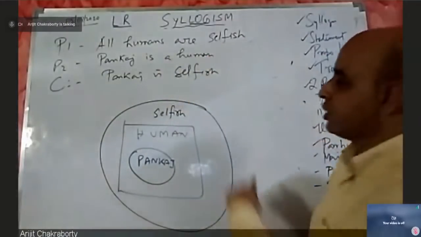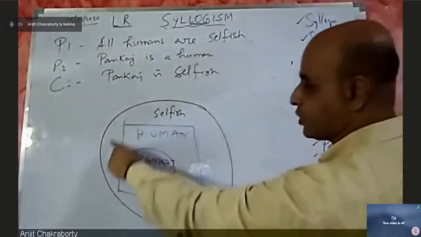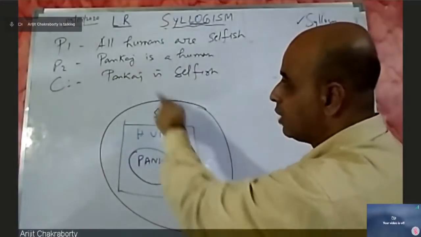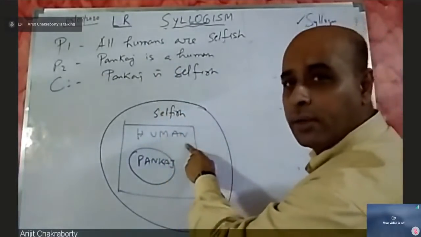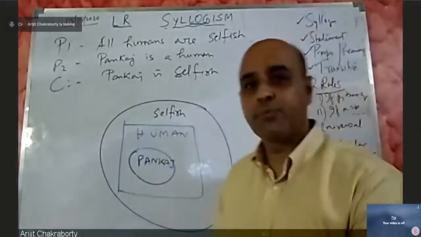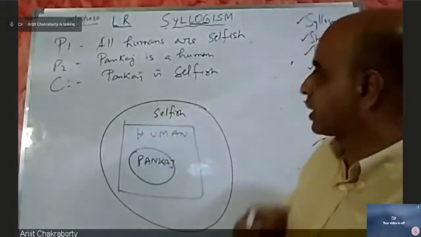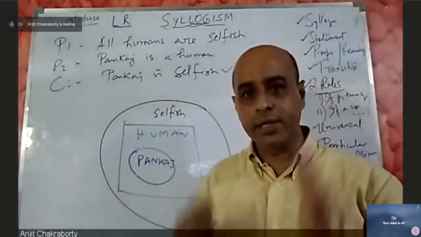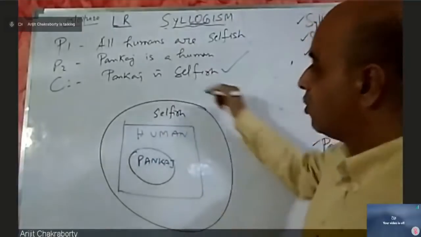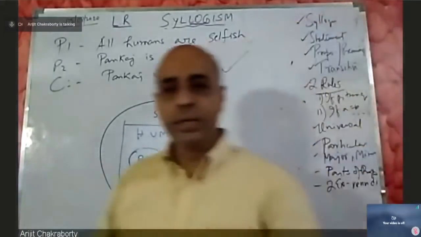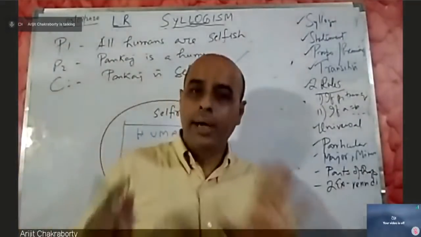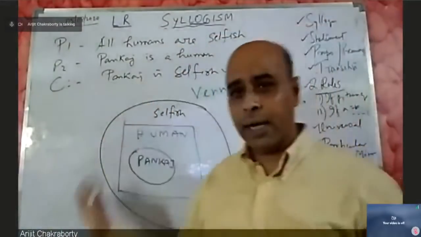All humans are selfish. So this human box is within the biggest circle that is selfish. Pankaj is a human. Pankaj belongs to the human set. So definitely Pankaj also belongs to the selfish set. Therefore, Pankaj is selfish. Yes, it is correct. It is valid, not only through logic, not only through syllogism, but also through the Venn-Euler diagram. So dear students, I hope you are following. It is clear to you, right? So we are analyzing each and every step.